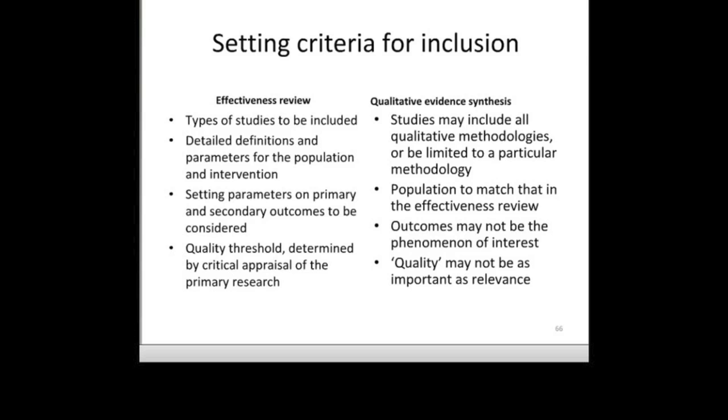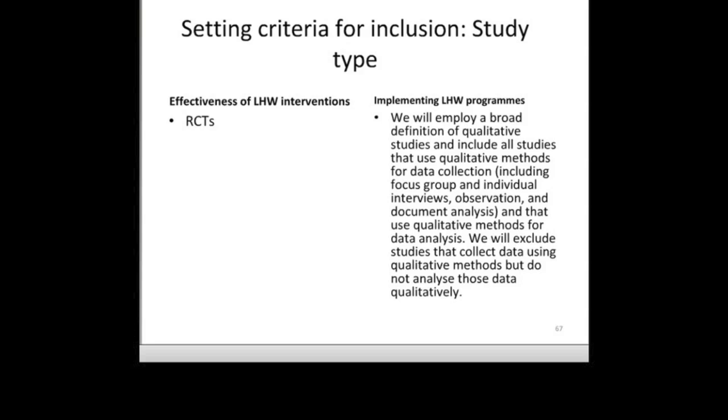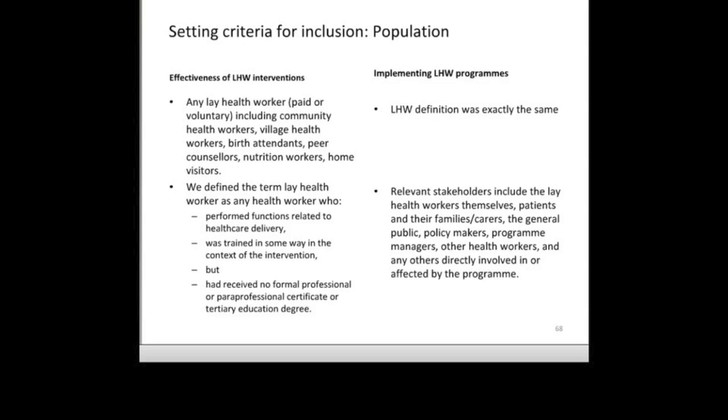So for the lay health workers review, they opted for the inclusion of RCTs only in the quantitative strand, but they employed a broad definition of qualitative studies, and included all sorts of studies that used qualitative methods for the qualitative evidence strand. If you look at the criteria for inclusion that have been chosen by the review authors, then you can see that they considered any lay health worker, paid or voluntary, including community health workers, village health workers, birth attendants, peer counselors, etc.